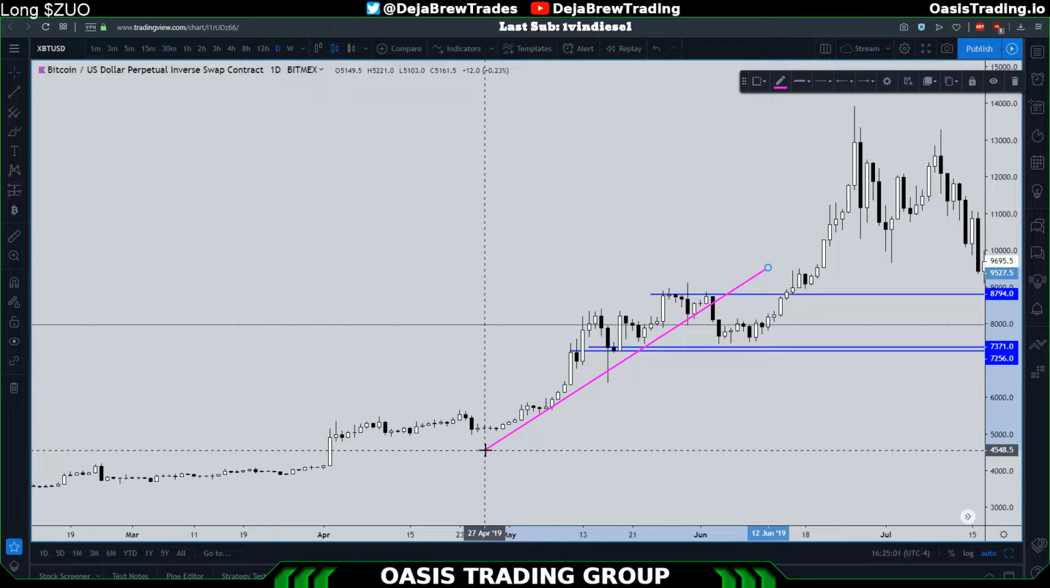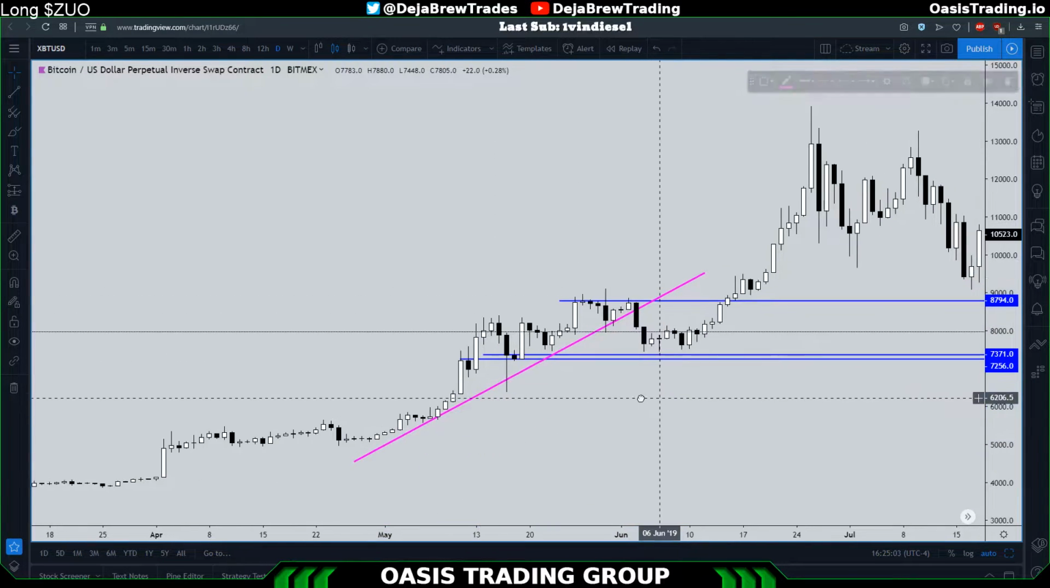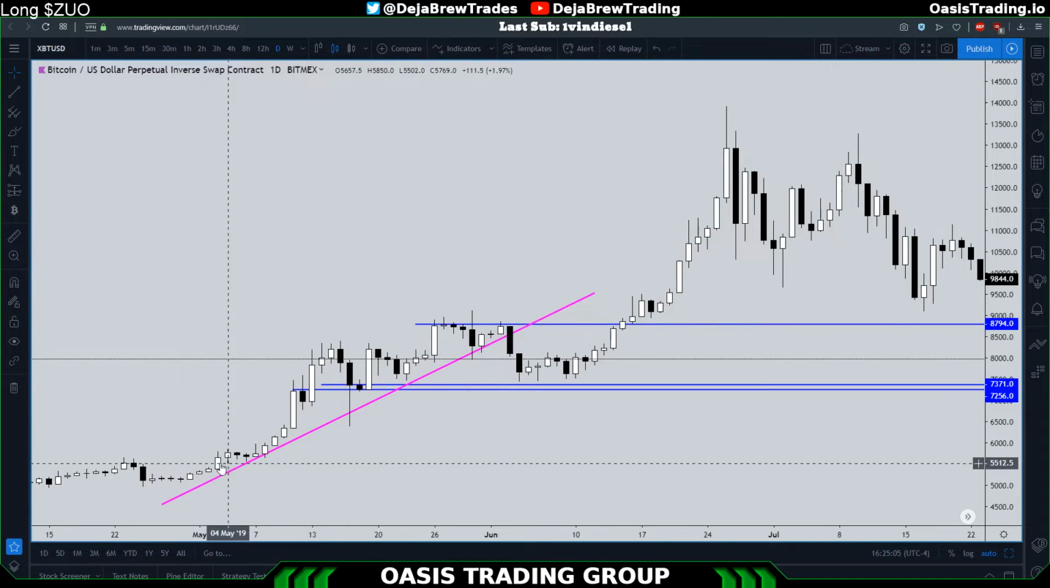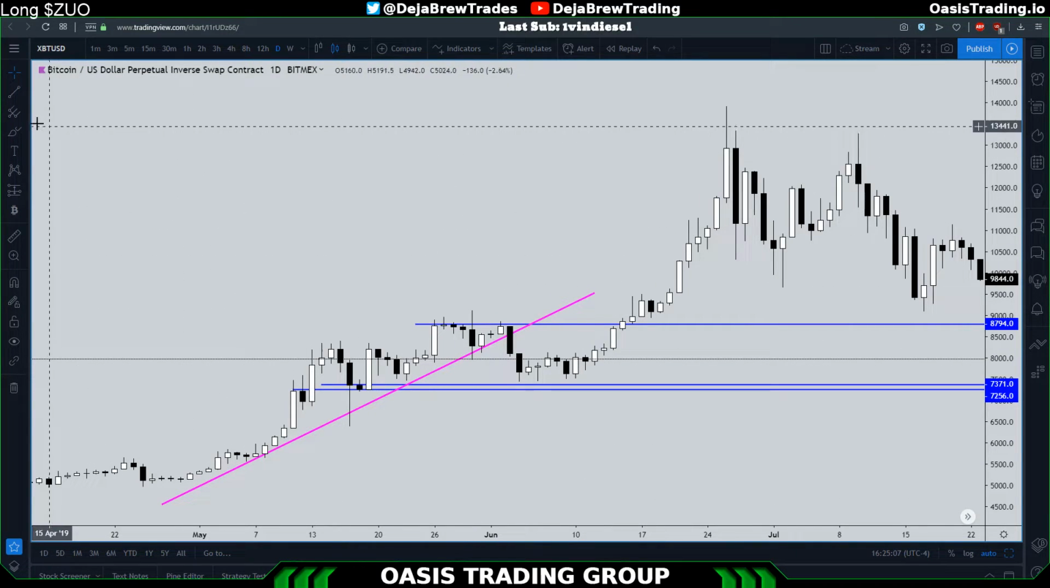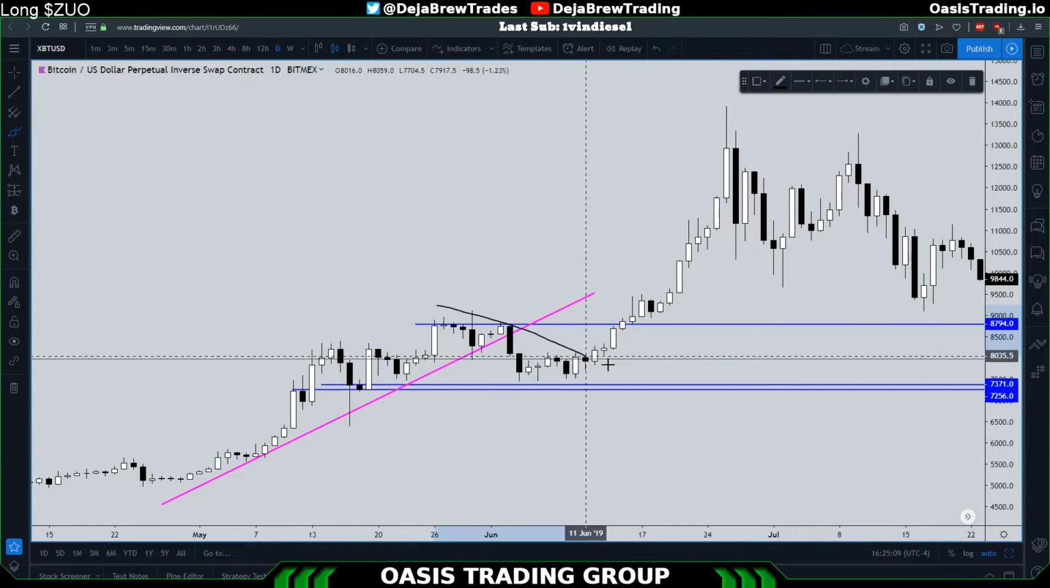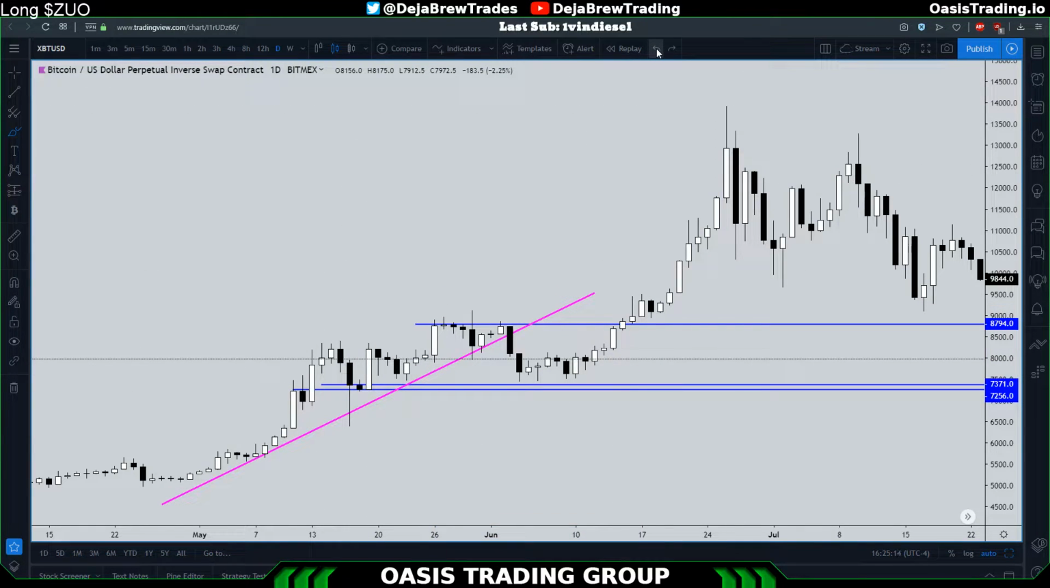Not the cleanest trade, or cleanest trend, but it's still a pretty bullish trend. So you broke your uptrend. You did not enter a downtrend. You entered a range. So not every uptrend is going to break into a downtrend, and not every downtrend is going to break into an uptrend.